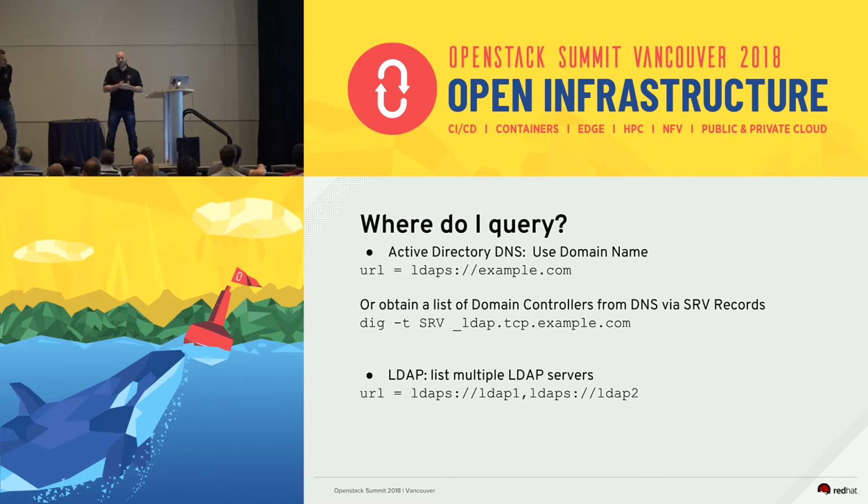So the next thing is, where do you query? A lot of people don't know where to actually point your domain queries to, or how to make it resilient. With Active Directory, this is the one we see most. If you're using Active Directory DNS and it's working well and it's trusted, you can point to just the domain. And Windows DNS does a really good job of providing the LDAP server that's closest or most available to you via the SRV records, right? So you can do a dig with an SRV switch to actually get a list of your LDAP servers if you want. And you can list them all with a comma between.